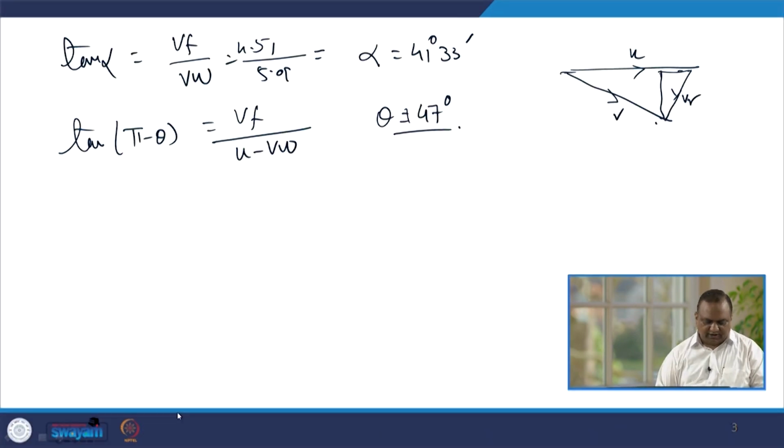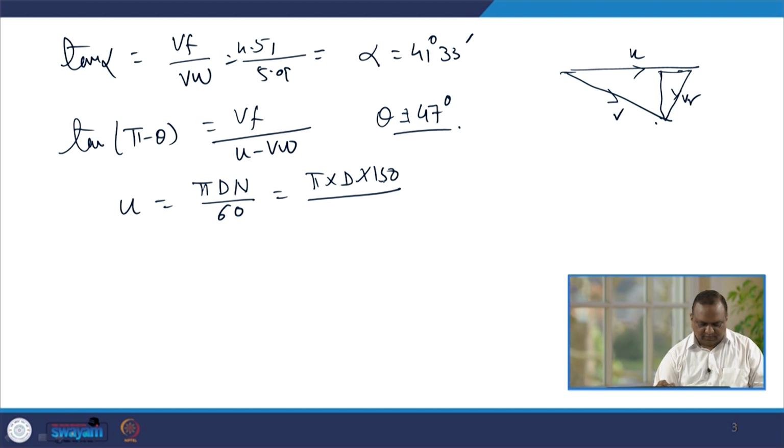Next, the diameter of the wheel. In order to find the diameter of the wheel, you use again the same formula, pi d N by 60, that is pi into d into 150 divided by 60 is equal to 12.03. This will give the diameter as 1.532 meters.